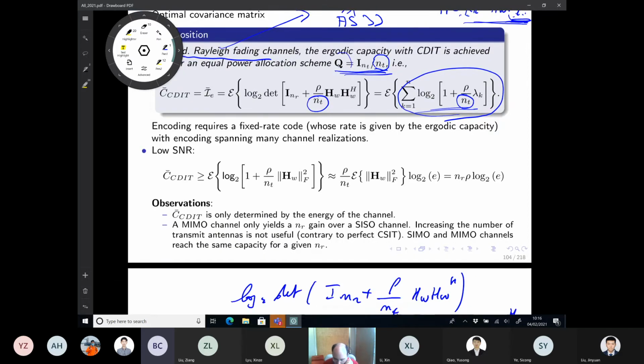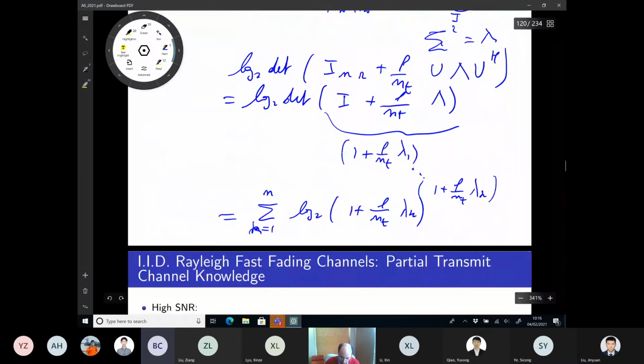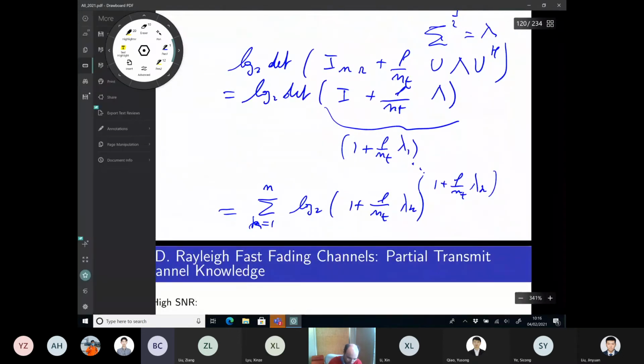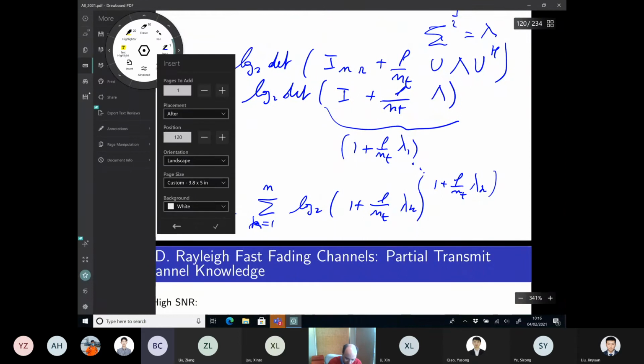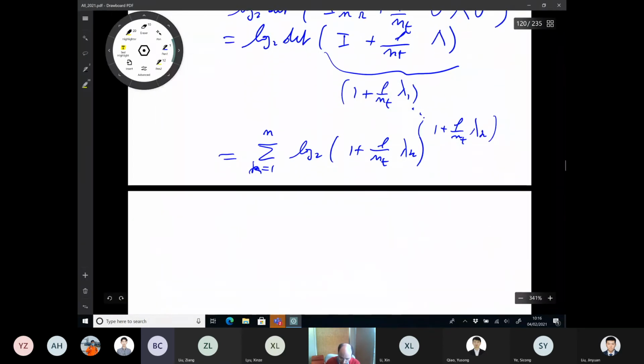Okay, so you can look at what happens at different SNR. Now, if you have a low SNR, you can show that this will be a function of just the Frobenius norm of the channel. So let me write this a bit further. If you sum this, and I expand this a bit, I can view this slightly differently.